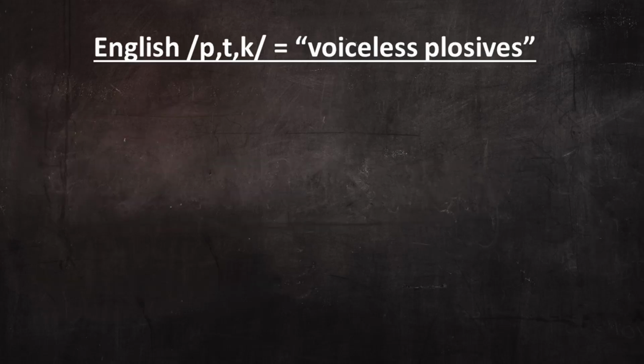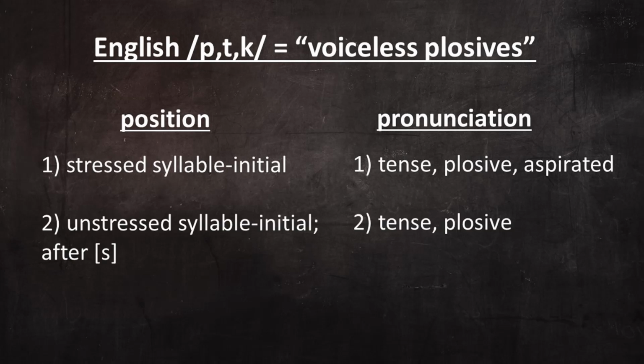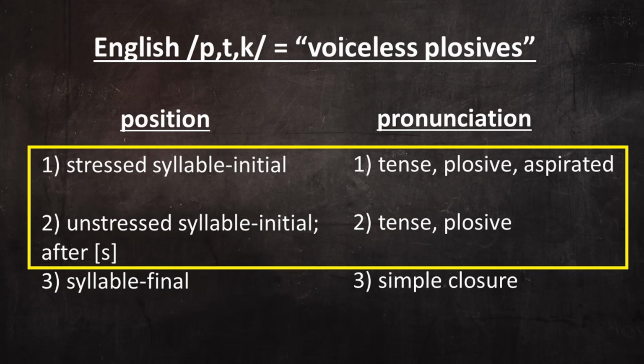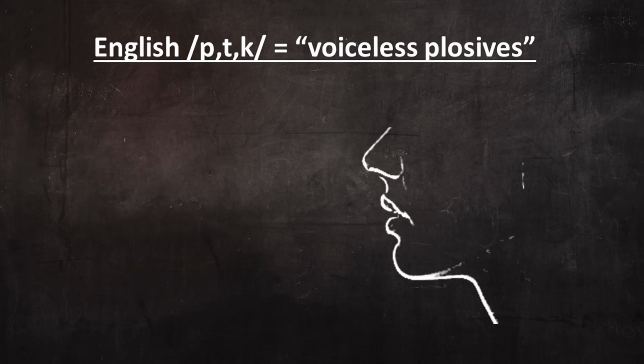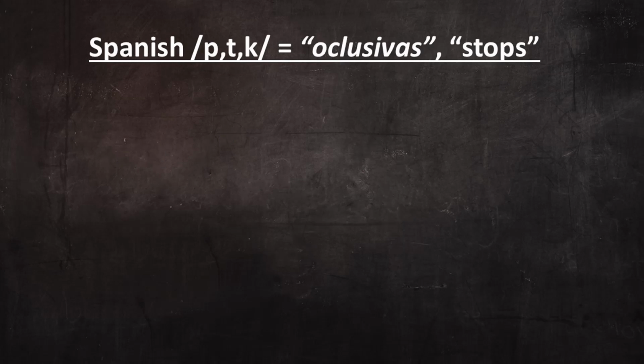Alright, so in English, p, t, and k are referred to as voiceless plosives. In some positions, they're pronounced very tense and with a bit of an outward burst of air, and with an aspiration or short exhalation of breath. In other positions, they're unaspirated, but still pronounced very tense and with some outward burst of air. And depending on the dialect, in other positions, they're pronounced as a simple closure. You can visually observe these two versions of English p by holding a feather a couple inches in front of your mouth and saying the word paper. As you pronounce the p's, you will see the feather move with the bursts of air. Paper, paper, paper.